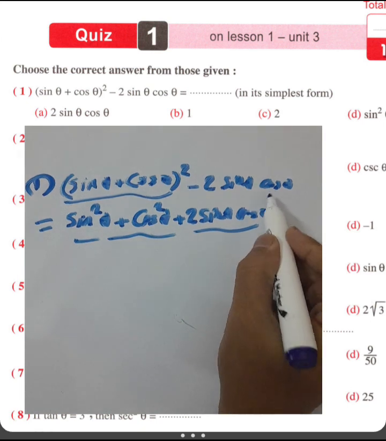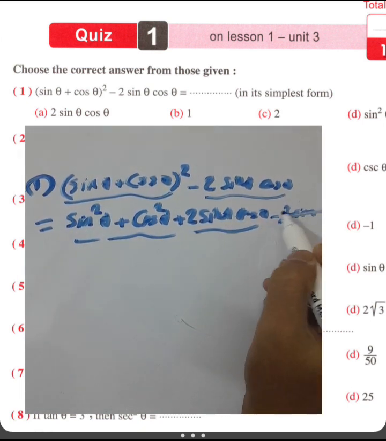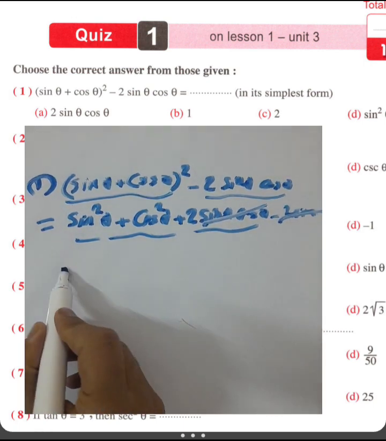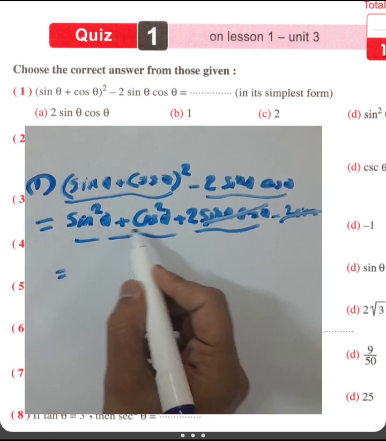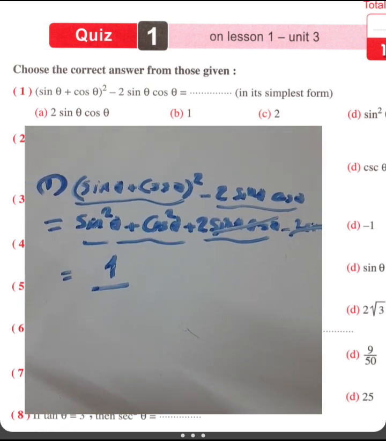Subtract 2 sine theta cosine theta, we can cancel them. Then the result will be sine power 2 theta plus cosine power 2 theta. It will be 1. The result here will be 1.